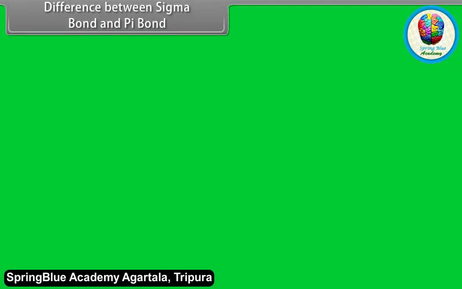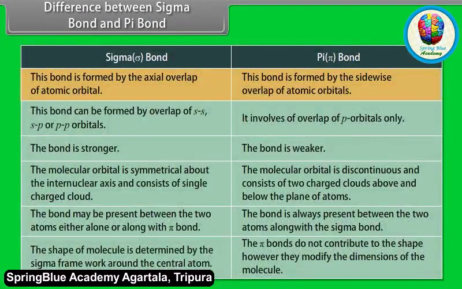Difference between sigma bond and pi bond. Sigma bond is formed by the axial overlap of atomic orbitals, whereas pi bond is formed by the sidewise overlap of atomic orbitals. Sigma bond can be formed by overlap of s-s, s-p or p-p orbitals, whereas pi bond involves the overlap of p orbitals only.